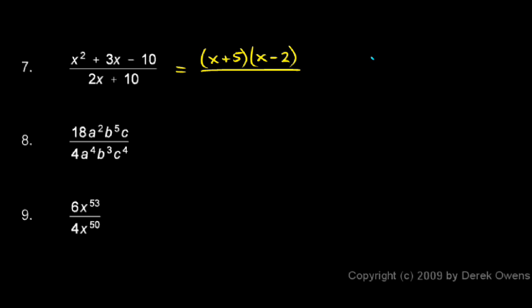If we do a FOIL on that, we get an x squared, and then the outer gives us a minus 2x, and the inner is plus 5x, and then the last is a minus 10. And you can see there we have our x squared plus 3x minus 10. Then on the bottom, we have 2x plus 10, which we can factor as 2 times x plus 5. Then the x plus 5 factors can cancel, and that leaves us with x minus 2 over 2 for our answer.